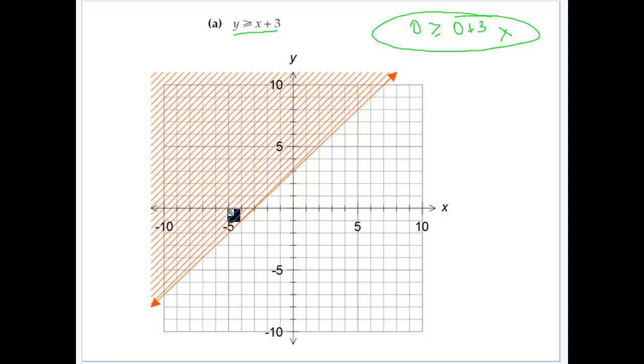So again, notice the technique we're using. Graph our line. Notice if it's solid or not solid, and then test 0, 0 to see if it satisfies the inequality. If it does, shade that side. If not, shade the other side.